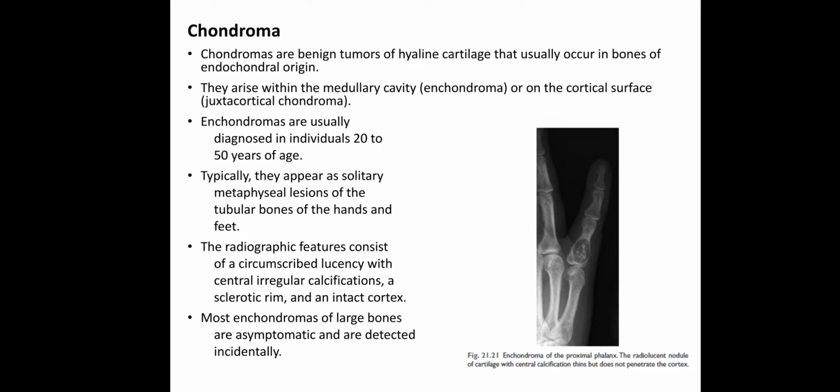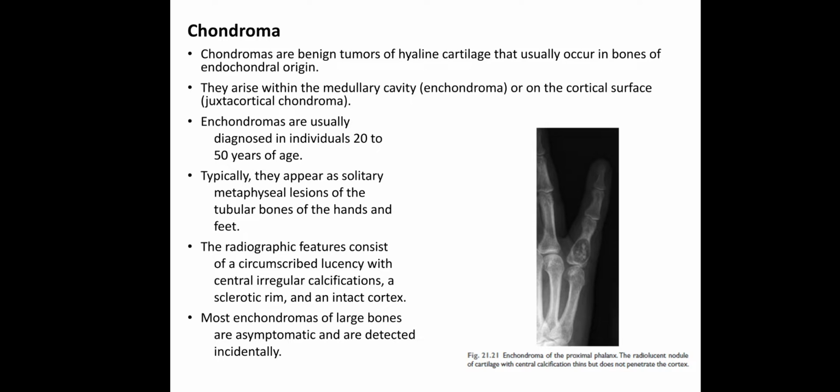Now we come to the chondroma. Chondroma are benign tumor of hyaline cartilage that occur in bones of endochondral origin. They arise within the medullary cavity in chondroma or on the cortical surface juxtacortical chondroma نسميها، يعني يا إما تظهر لنا من الميدولاري كافيتي أو من الكورتيكال سيرفيس.